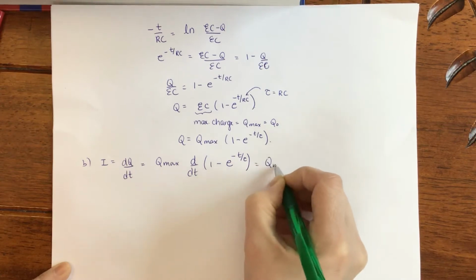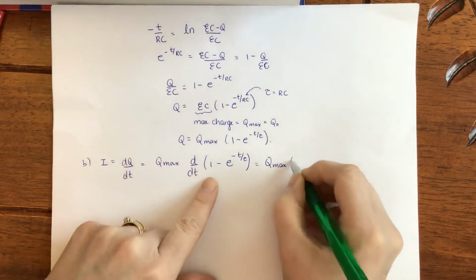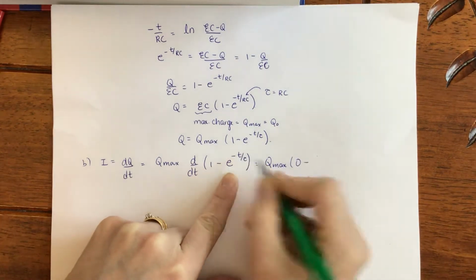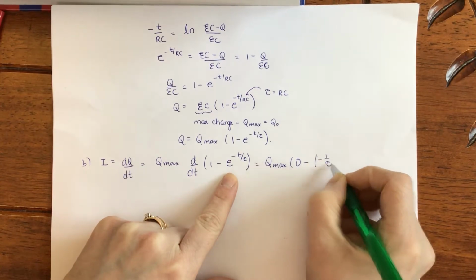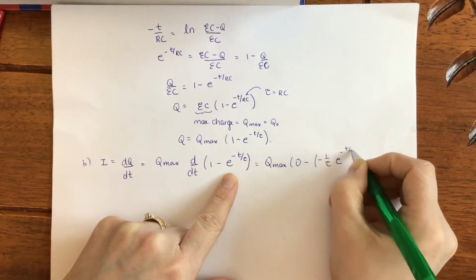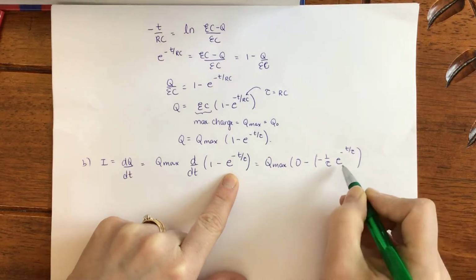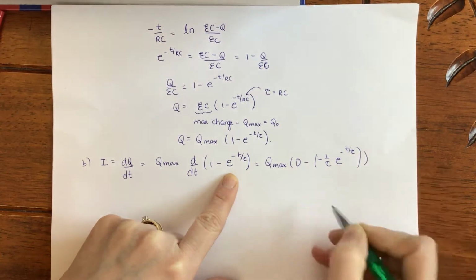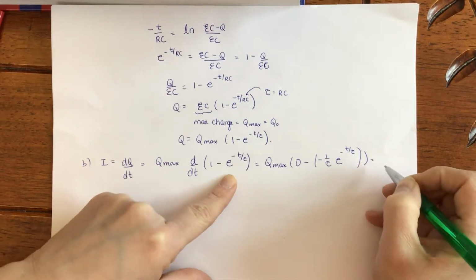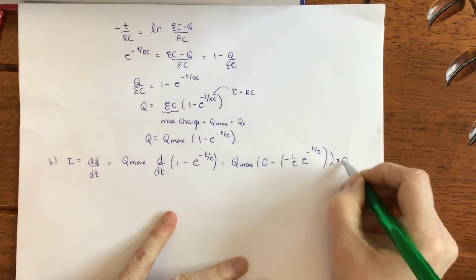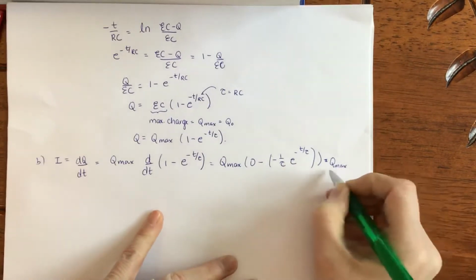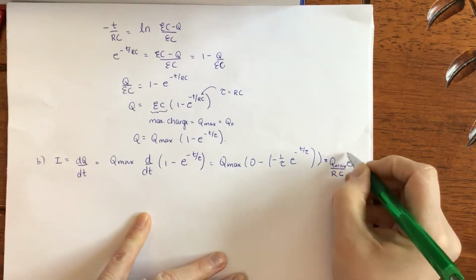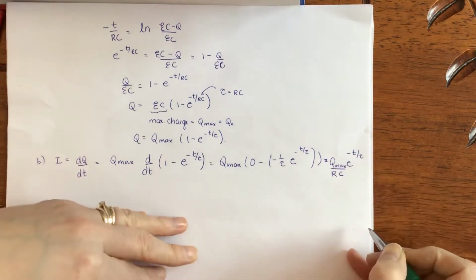So that's Q maximum. The derivative of 1, of course, is 0, minus the derivative of e to the minus t over tau, which is minus 1 over tau e to the minus t over tau. When you take the derivative of an e term, you get the e term itself times the derivative of what's in the exponent. And then we'll close our brackets. Equals Q maximum divided by R times C, remember tau is R times C, e to the minus t over tau. There's an expression for our current.